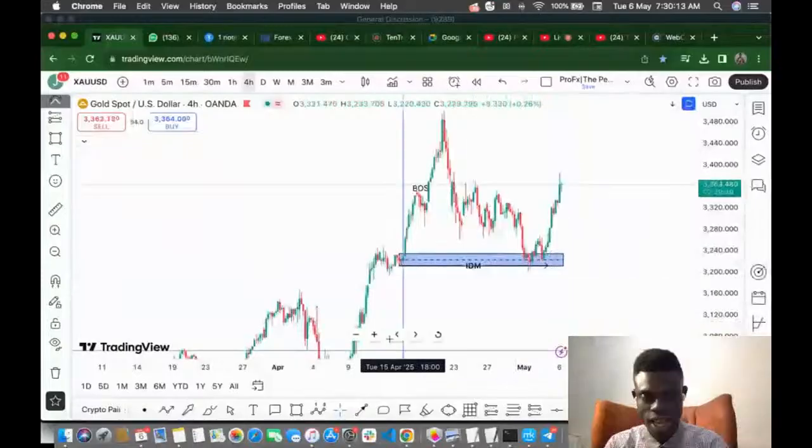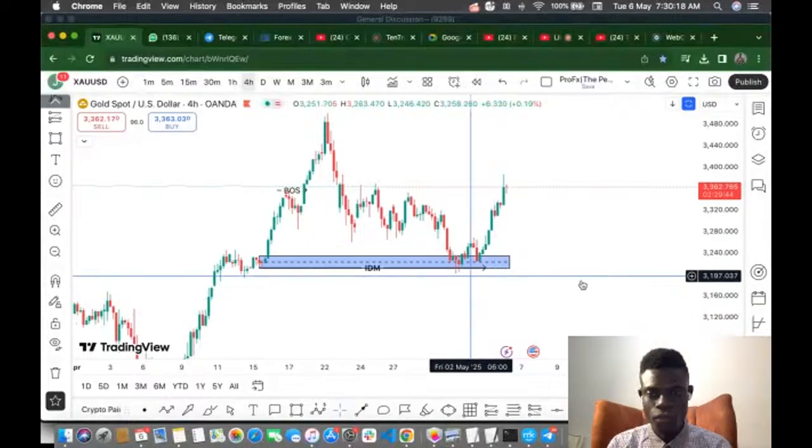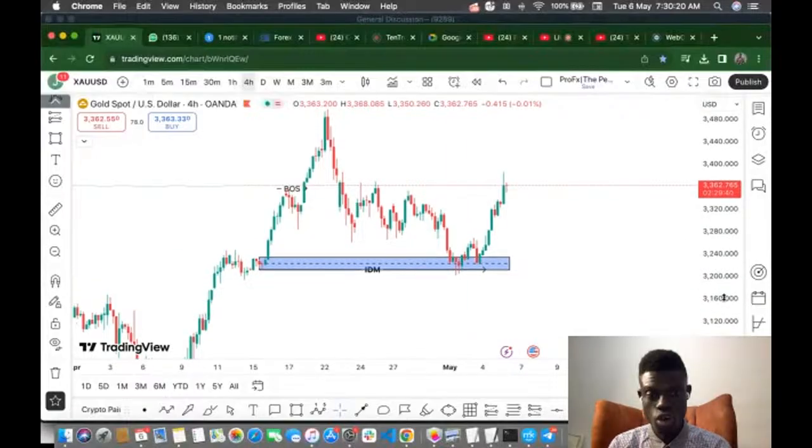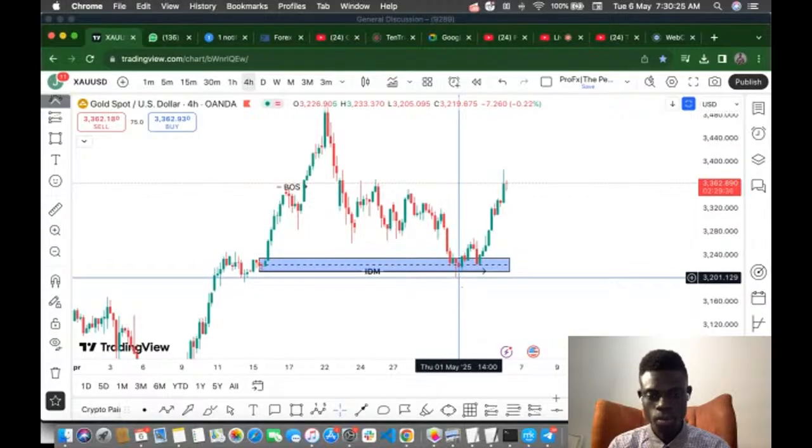Okay? Previous highs will change of character. So let's mark the structure. We are still on 4 hours for a valid character change on 4 hours. So we have the lower high and what? Lower low.